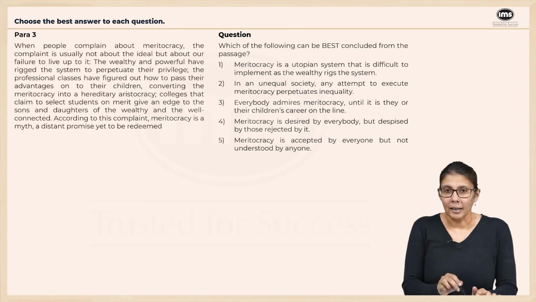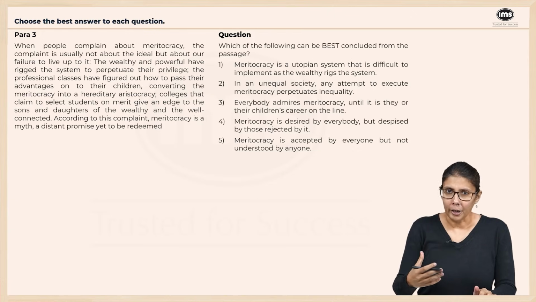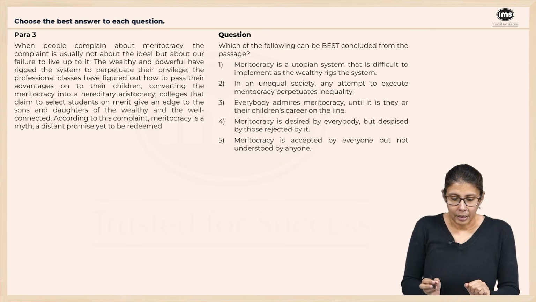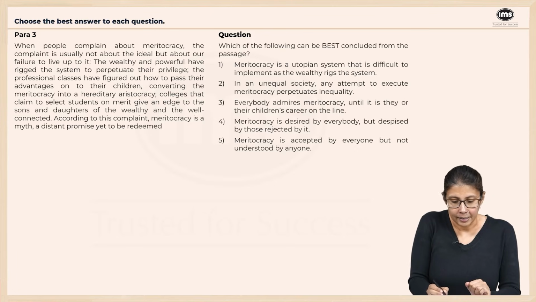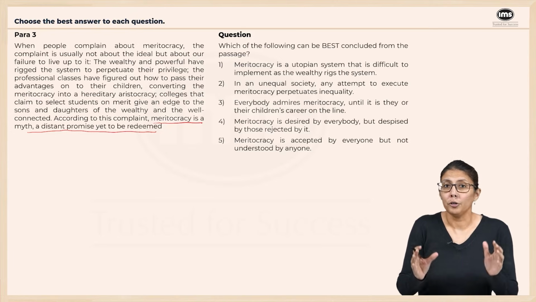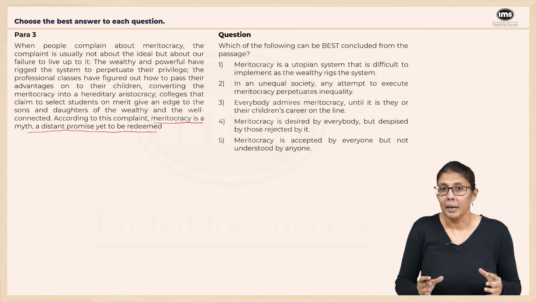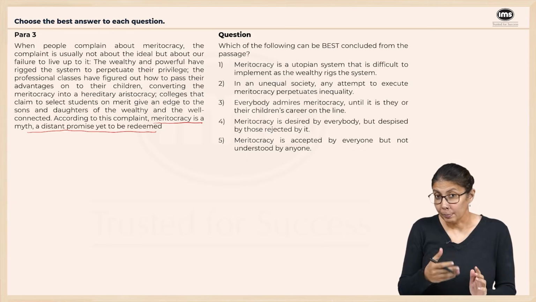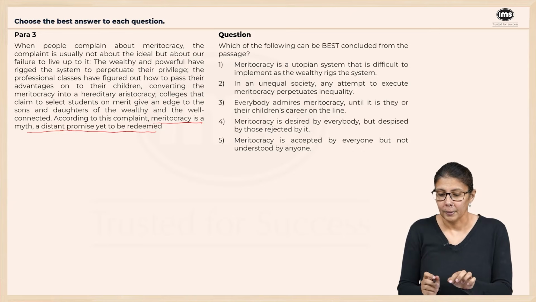Now, paragraph 3 is where the main point is presented very clearly. In this paragraph, we are trying to say that meritocracy is an ideal, but it is a distant promise yet to be redeemed. So, we are trying to say in general that meritocracy sounds great and we all want to establish a meritocracy, but in practice it does not happen. That's my understanding of paragraph 3 and the passage as a whole. Keeping that in mind, let's evaluate our first option.